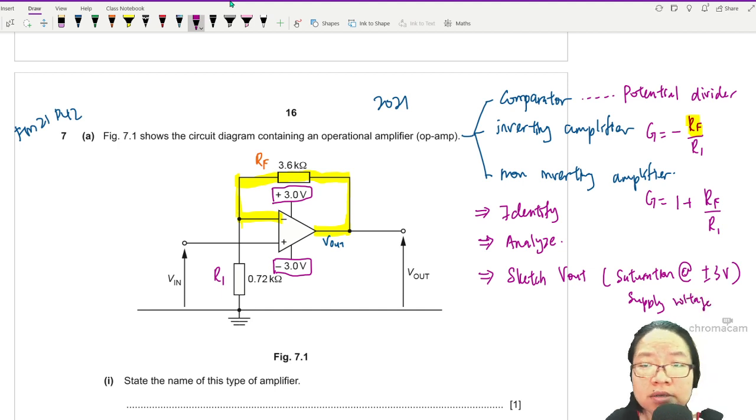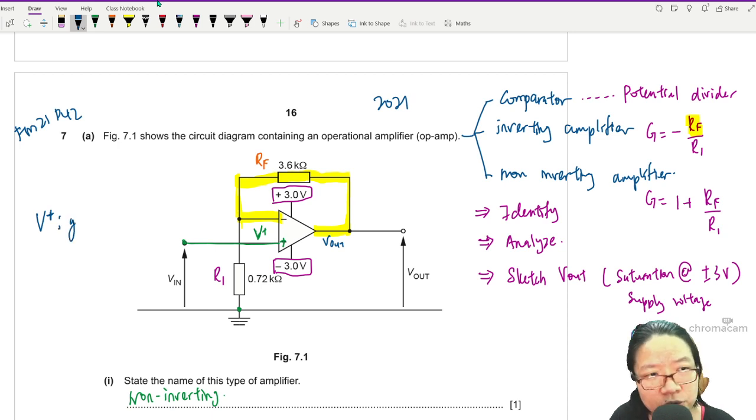So check out these other circuits if you don't know. But part 1, name the type of amplifier. The way you can identify inverting and non-inverting is to look at the ground. V plus, which is this one, is not grounded. So this is non-inverting. A quick way to identify whether it's inverting or non-inverting is to check the non-inverting input, V plus.